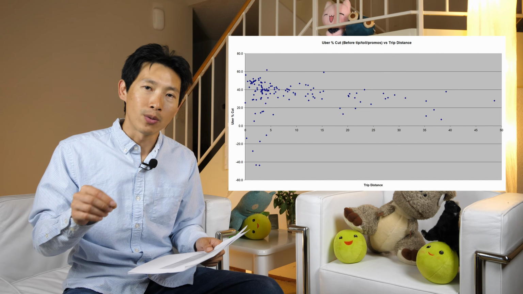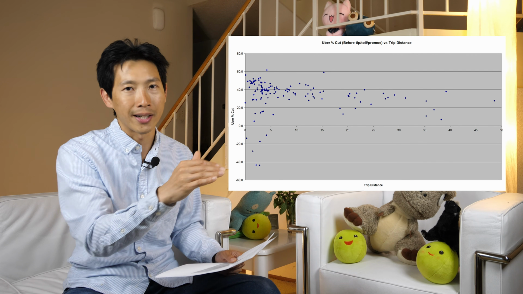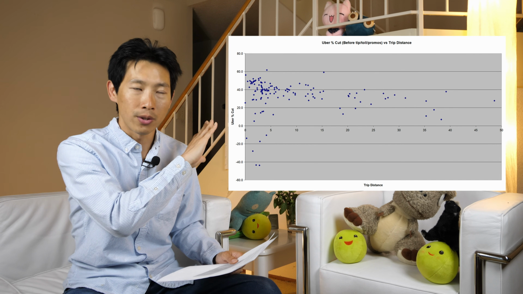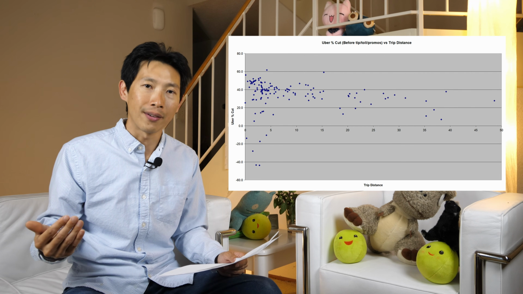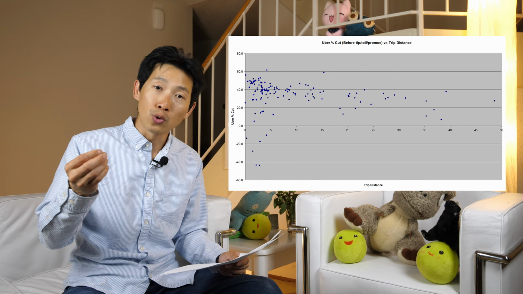Every single point is one single trip. So you can't necessarily go, okay, I'm gonna draw some average line across there and then go, okay, this is what Uber's cut is, because then you still have to weigh each point. The longer trips have more money in them, so those weigh more.